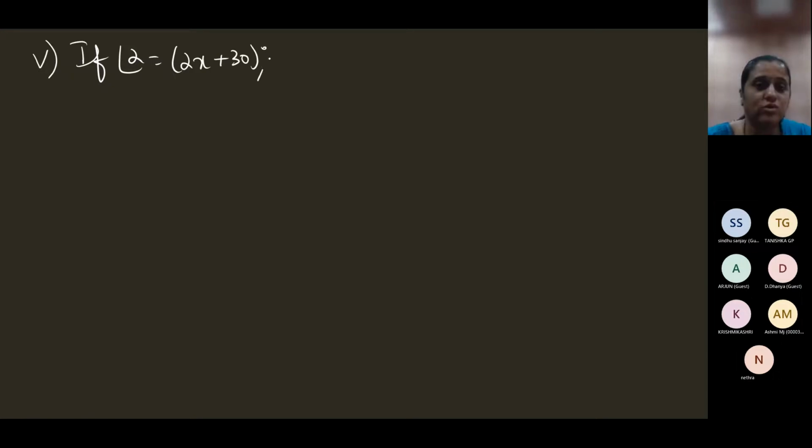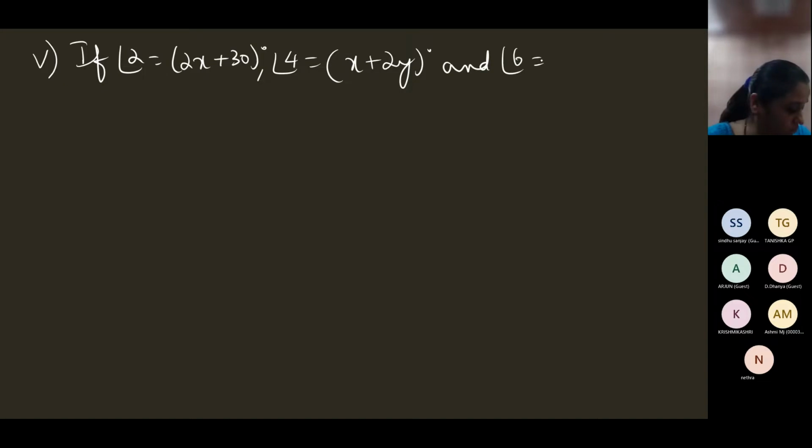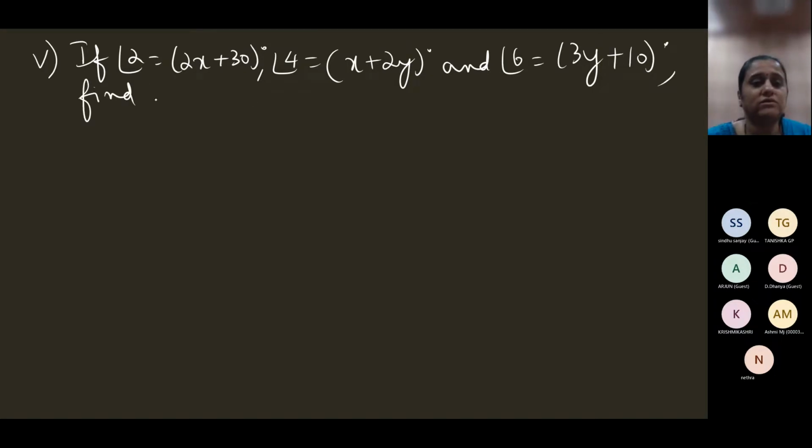Okay, the same figure, fifth subdivision. If angle 2 is equal to 2x plus 30 degrees, angle 4 is equal to x plus 2y degrees, and angle 6 is equal to 3y plus 10 degrees. Find the measure of angle 5.